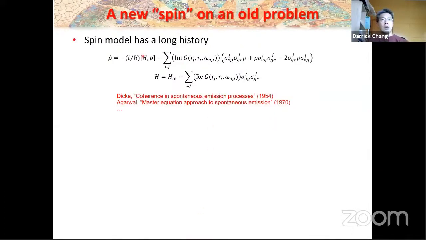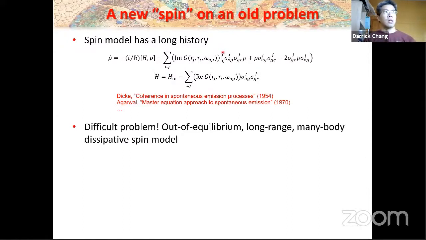Okay, so that's one possible starting point to try and include multiple scattering and interference effects back into atom-light interactions. And I want to say that these equations are actually nothing new, so they stretch back for decades.